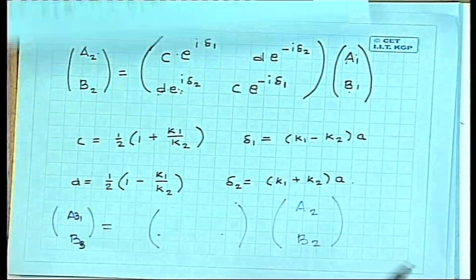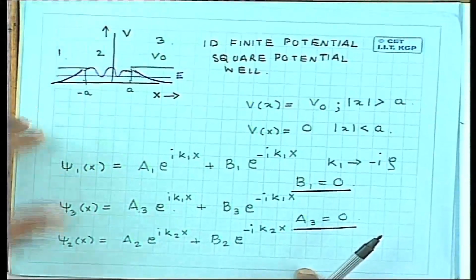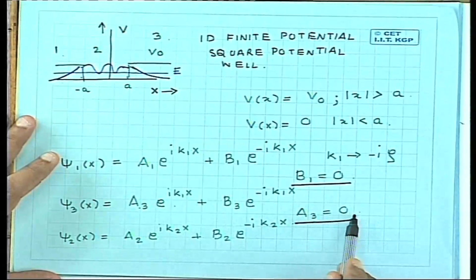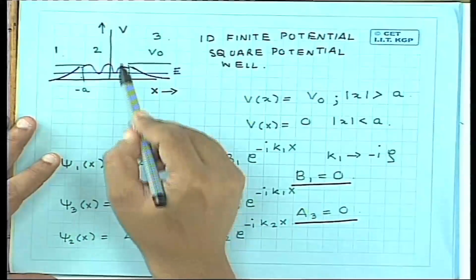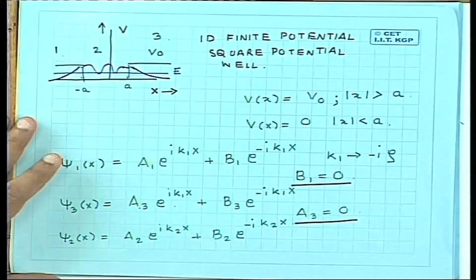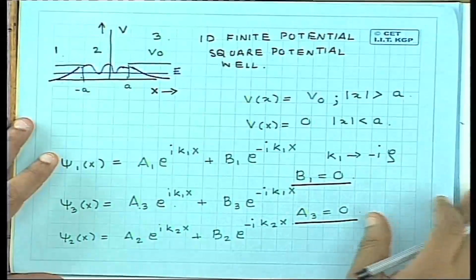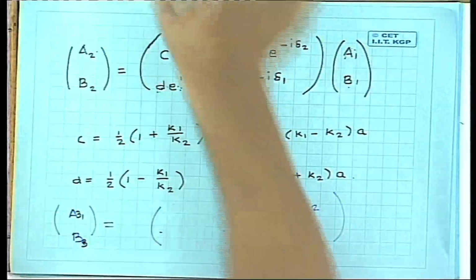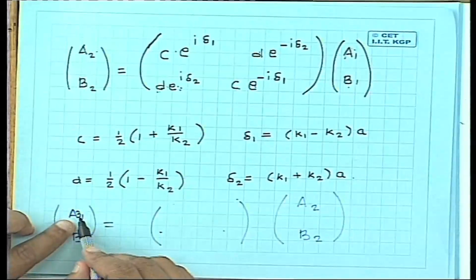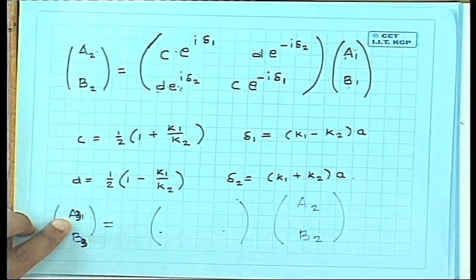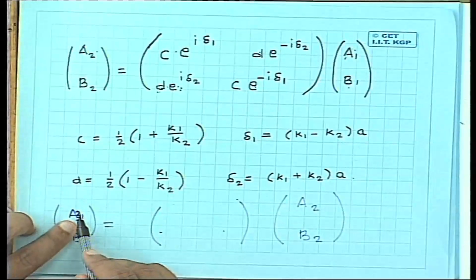And we also have to now apply the condition that A3 is equal to 0. The wave function has to die down exponentially, not grow exponentially, which implies that A3 has to be equal to 0. So let us see what this implies. So we are looking at A3 and B3 now. So we want to now put A3 equal to 0.